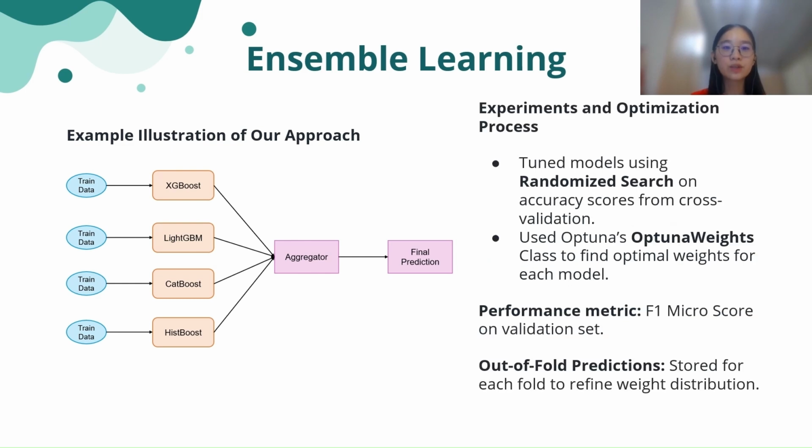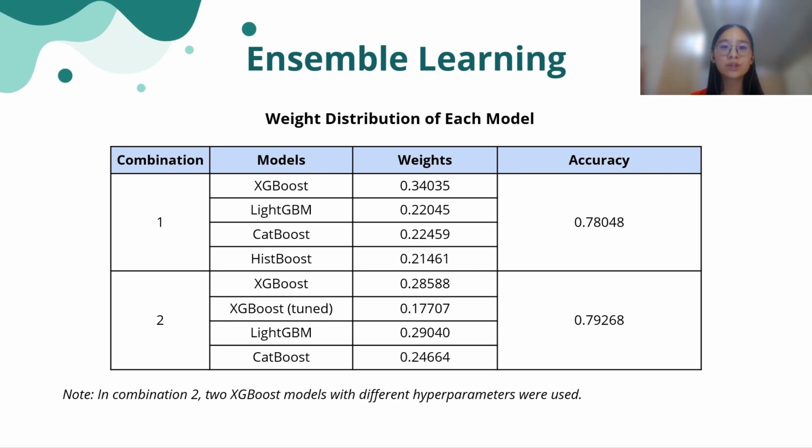In our experiments, we tuned each model using randomized search to maximize accuracy based on cross-validation results. We then used Optuna's weight class to identify the optimal weights for each model in the ensemble. Our performance metric was the F1 macro score, which is evaluated on the validation set. Additionally, we stored out-of-fold predictions for each fold, helping to refine the weight distribution across models. The optimal weights for each model are shown in this table.